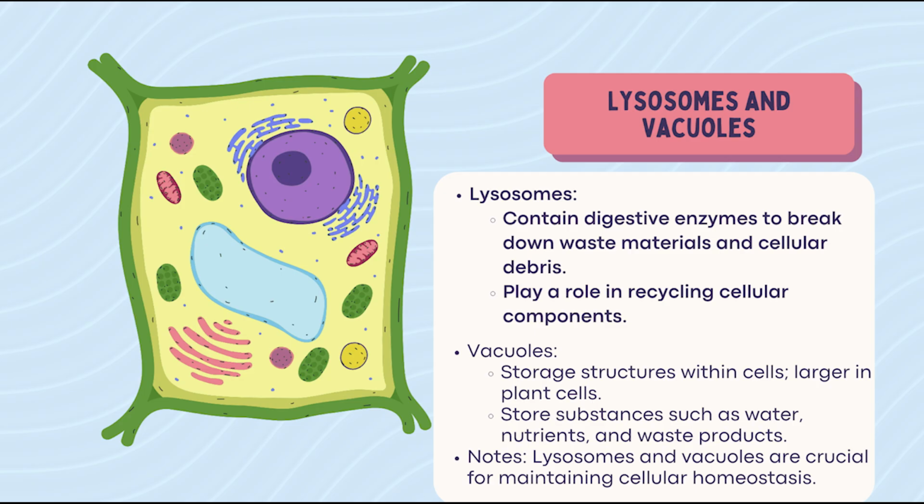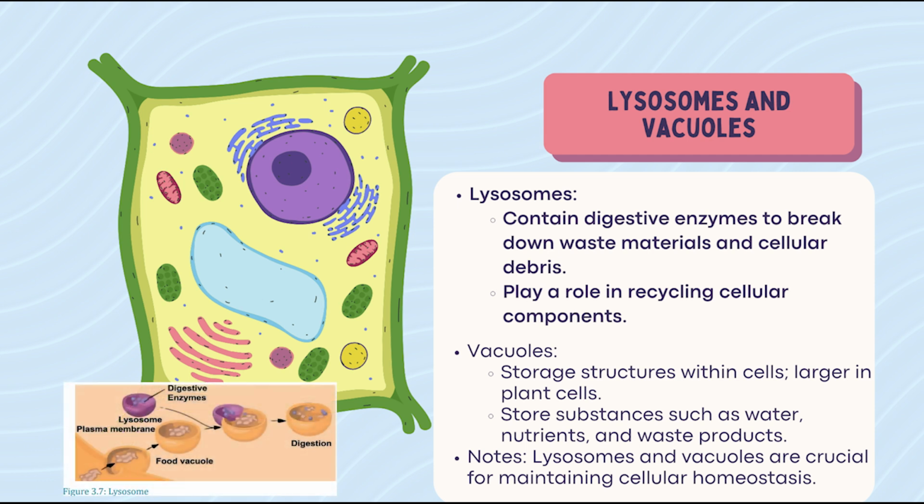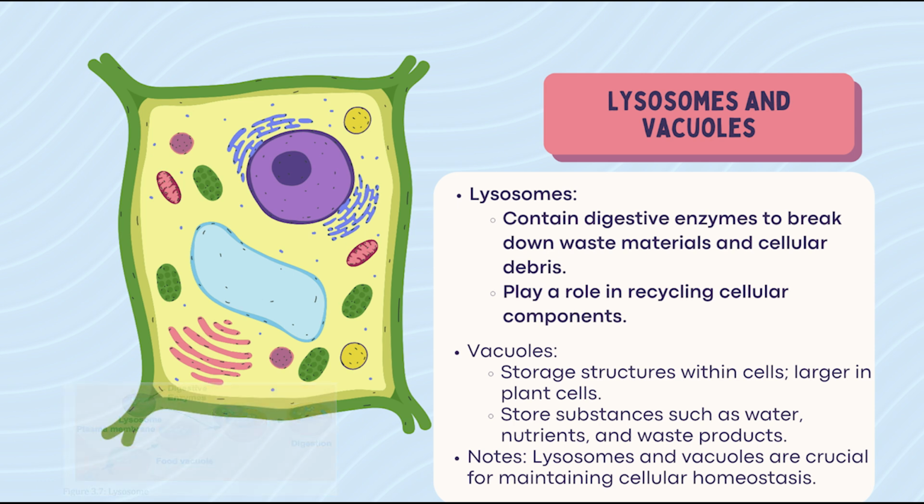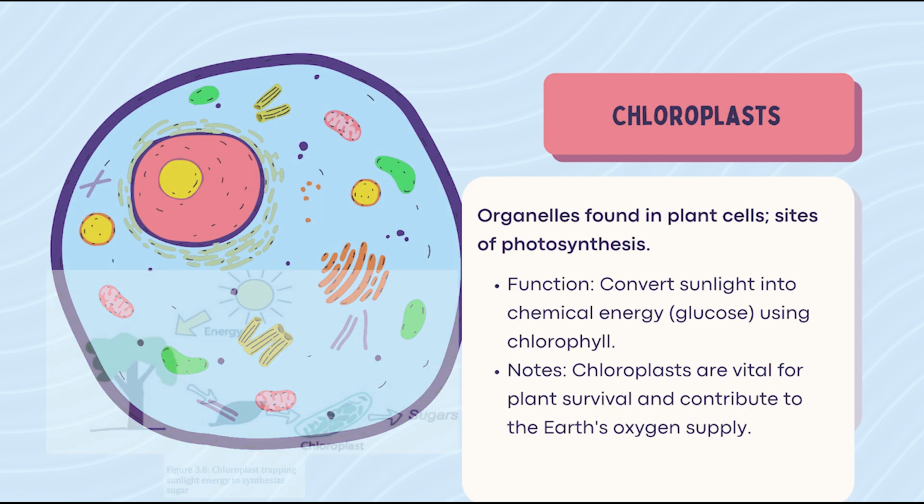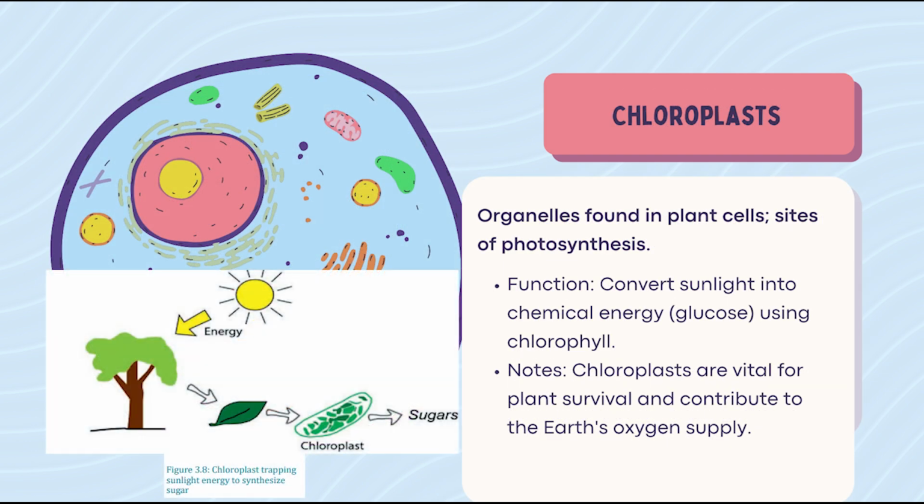Lysosomes and vacuoles. Lysosomes are like recycling centers. They break down waste and old cell parts, whereas vacuoles are storage units. In plant cells, the vacuole is large and stores water, nutrients, and waste, and these organelles help keep the cell clean and efficient.